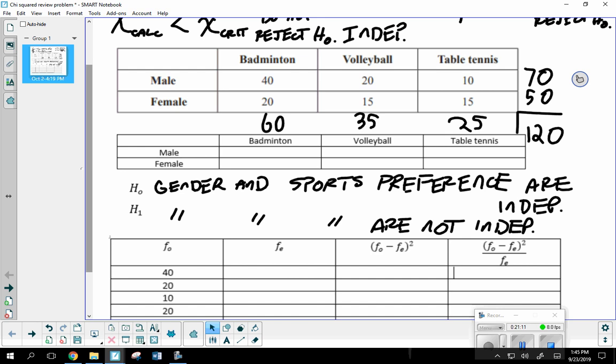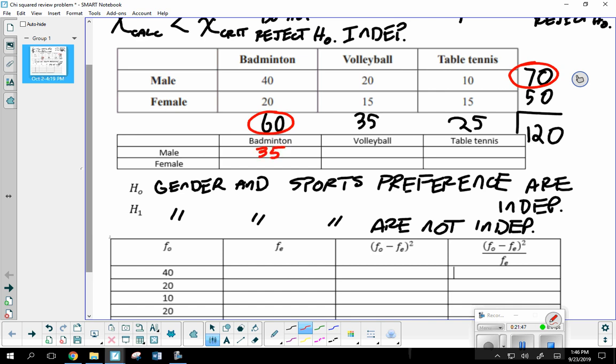Okay, so let's say that I want to find the expected number of men who chose badminton. So I'm going to take the total of that particular column, and I'm going to take the total of that particular row. So those are the items he says we're going to multiply. So 60 times 70, and then I want to divide by what? 120. So if we were to do that, what should we be getting for the first one here? 60 times 70 divided by 120. I got 35.